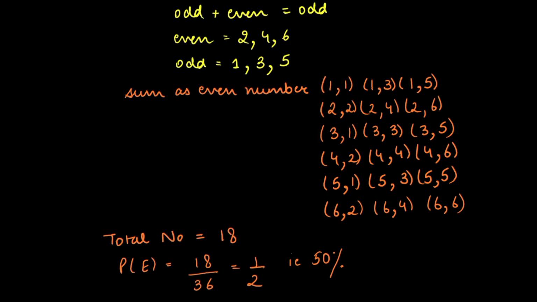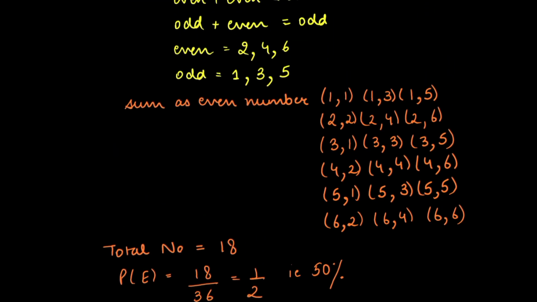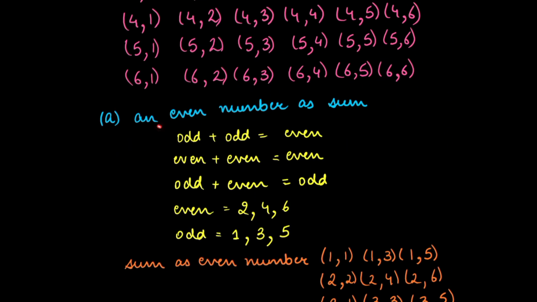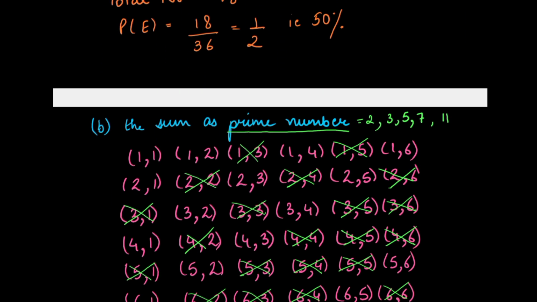So how many total number of favorable outcomes are there? 18. So the probability is very simple. Favorable outcomes divided by total number of possible outcomes, that is 18 by 36, that is 1 by 2. So there are 50% chances, there is 50% probability that the sum will be an even number when we throw two dice simultaneously. Now let's see the next part.